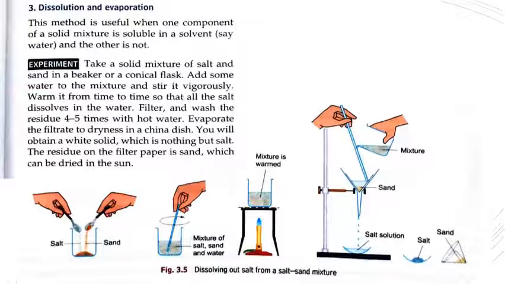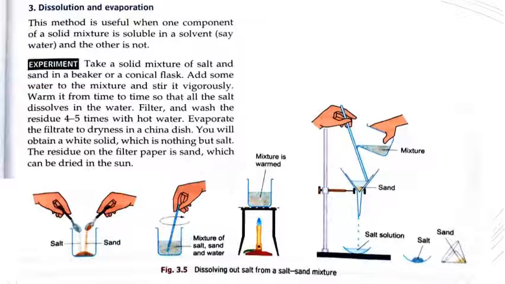Experiment. Take a solid mixture of salt and sand in a beaker or a conical flask. Add some water to the mixture and stir it vigorously. Warm it from time to time so that all the salt dissolves in the water. Filter and wash the residue 4 to 5 times with hot water. Evaporate the filtrate to dryness in a china dish. You will obtain a white solid which is nothing but salt. The residue on the filter paper is sand, which can be dried in the sun.